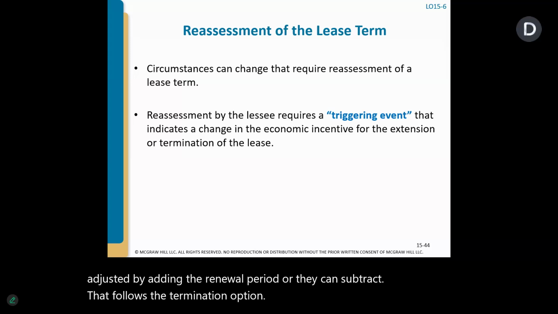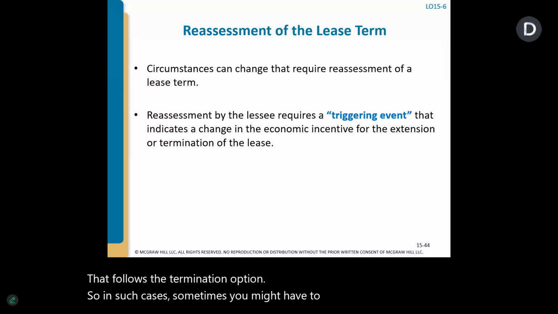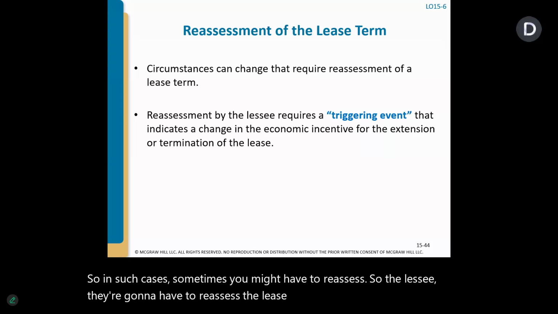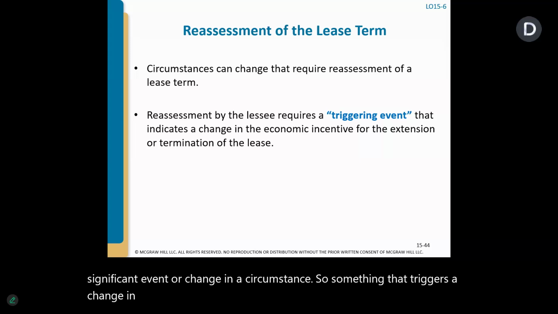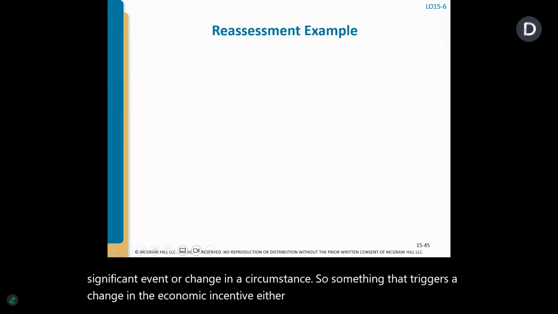So in such cases, sometimes you might have to reassess. The lessee is going to have to reassess the lease term only when there's a significant event or change in circumstance, something that triggers a change in the economic incentive to extend the lease or terminate the lease.